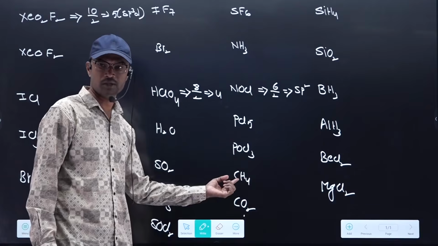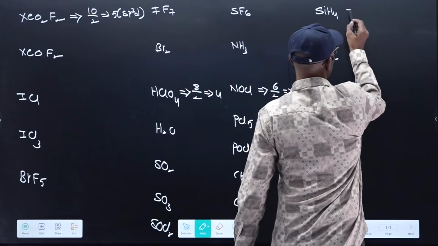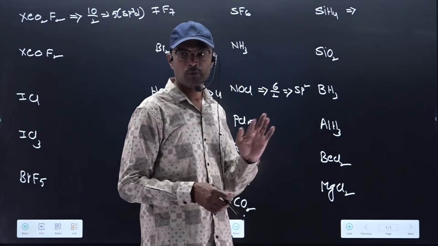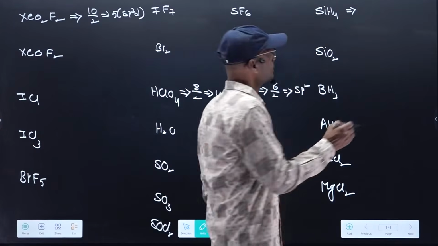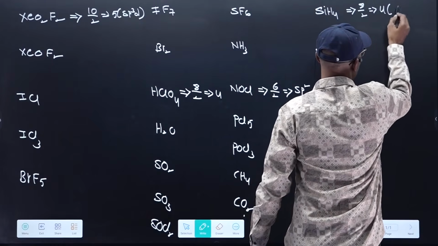This is well known already. We discussed single bonded carbons. Now what about here? Silicon, which group? Fourth group. 4 plus 4, 8. 8 by 2, 4. sp3. It is sp3. 8 by 2 means 4.